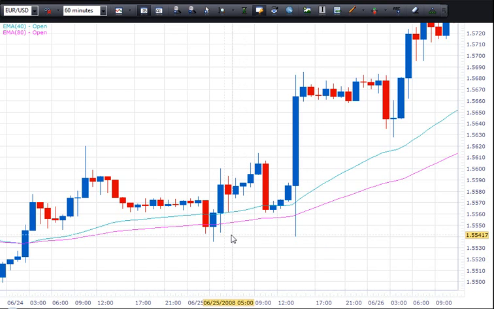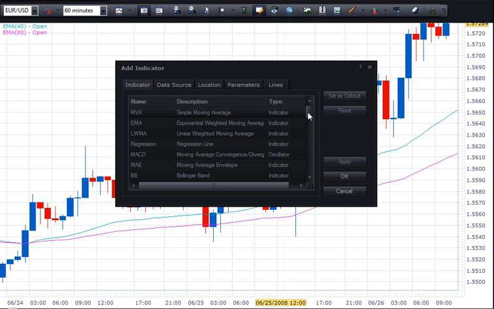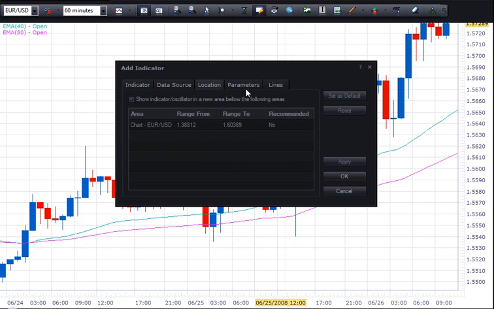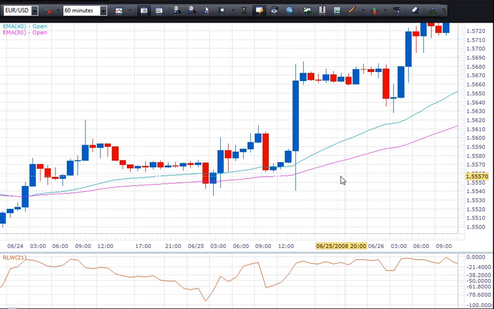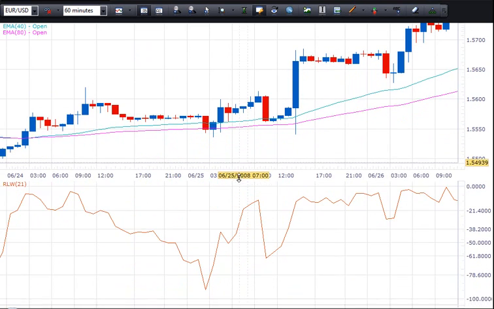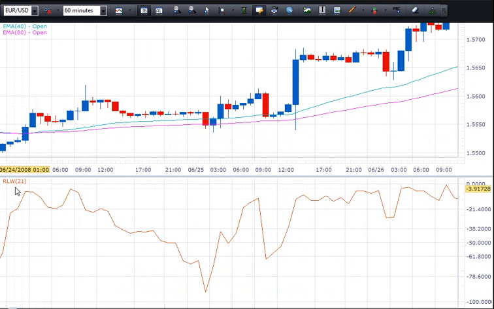So we need an entry point. We get the entry point by using the Williams percentage R indicator, which I'll now put onto the price chart so we can see. For this we use a 21 period, and there we are. We have the Williams percentage R indicator.